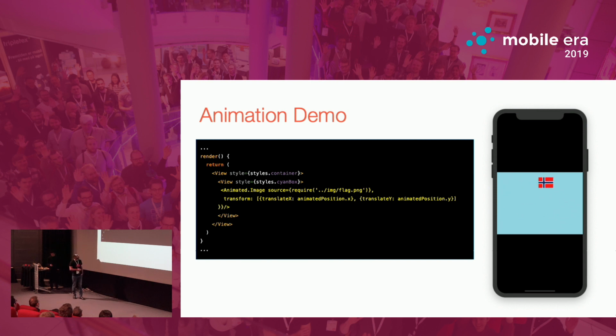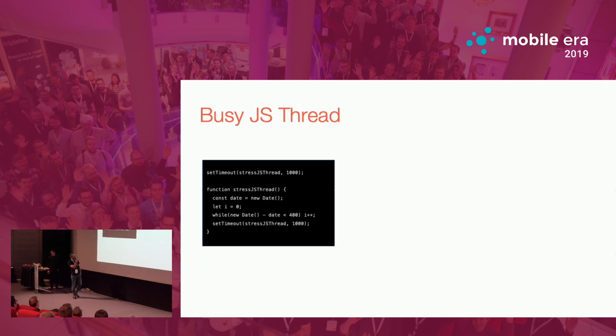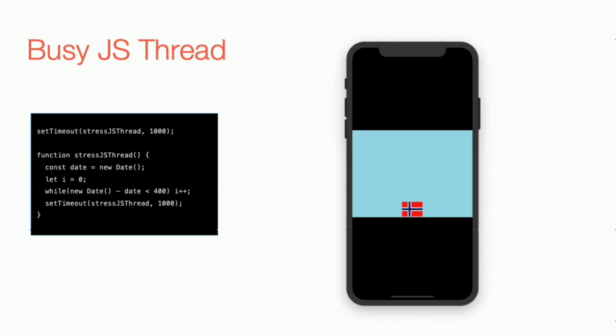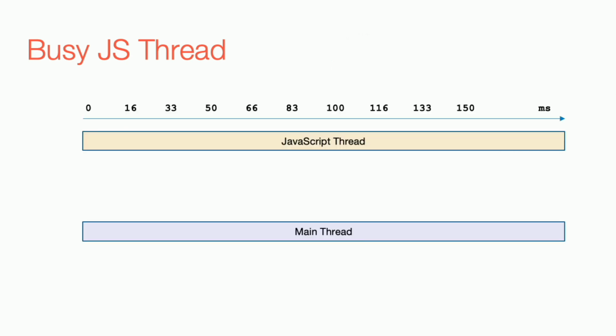So let's try to simulate this busy, heavy calculation task on JavaScript with some busy wait loop. And you can see that the animation became laggy. Obviously, you cannot ship such an application to your users, right? So what can we do about that? Before we see how to fix it, let's understand what exactly is happening.